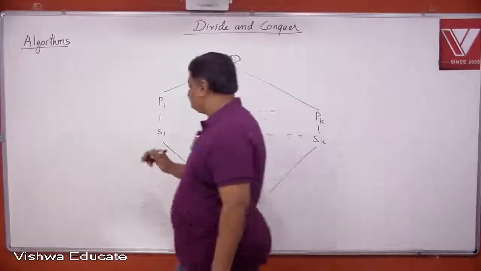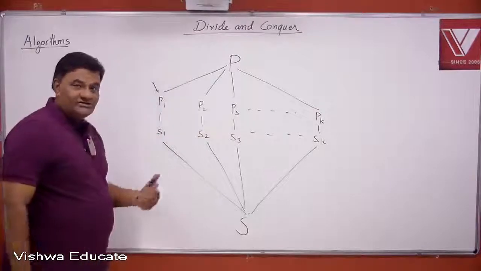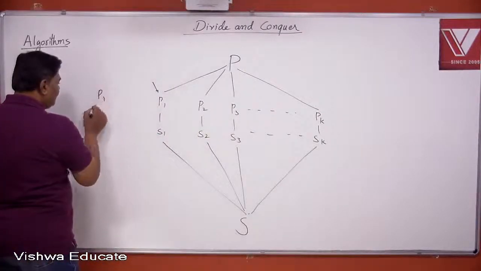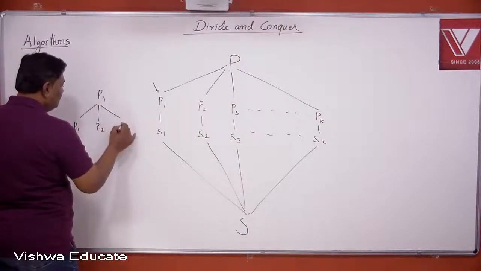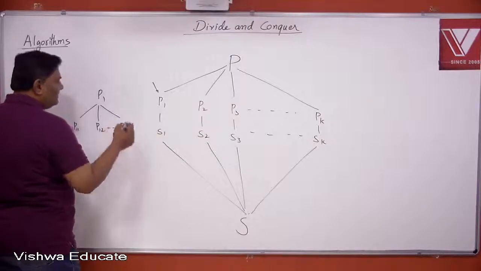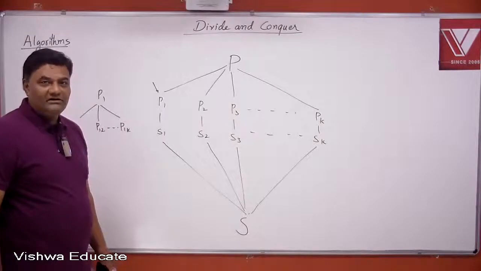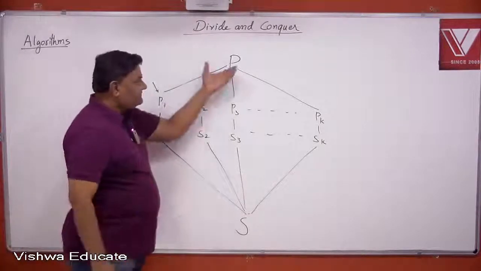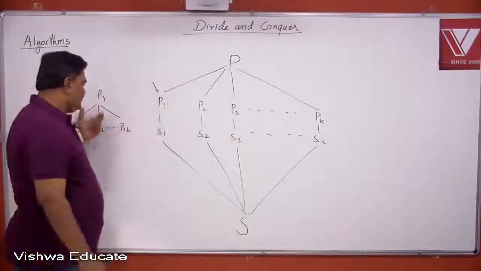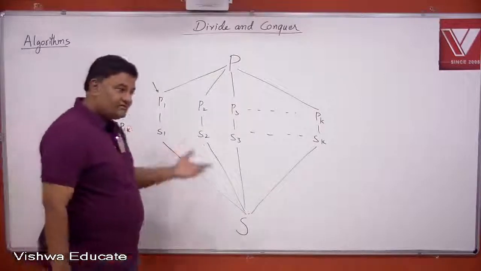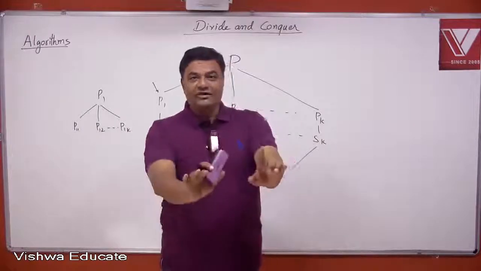Then what if the sub-problem is also large? Then on the sub-problem also, you apply divide and conquer strategy. If the sub-problem is large, then on that also you apply divide and conquer. So on this, division is done. This is also large, again division is done. That is also large, division is done. Then where to stop? This is small, stop.